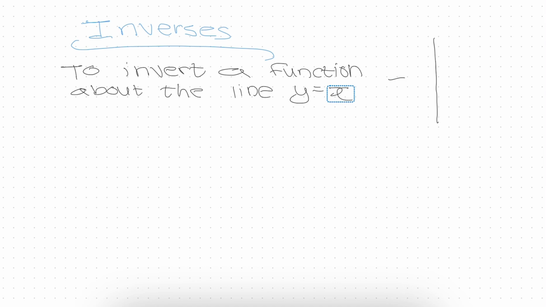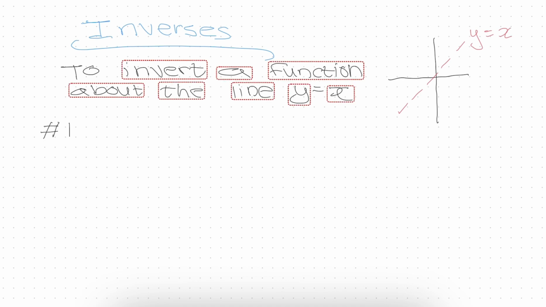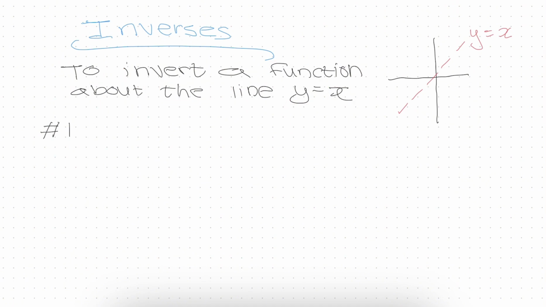Now we're going to discuss inverses. To invert a function about the line y equals x, on the Cartesian plane we have a diagonal line passing through the origin. This is known as the line y is equal to x. This is the line about which inversions happen. Here are the 3 steps that you need to follow in order to invert a function.